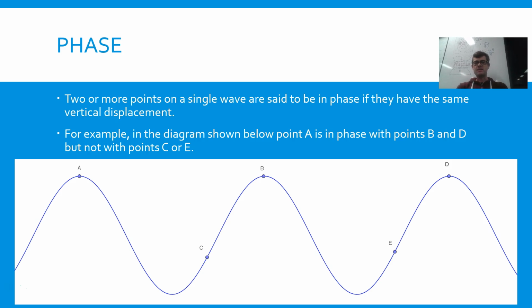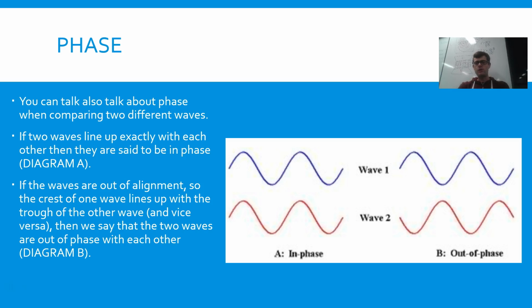But A and C or B and E are not in phase with each other because they don't have the same vertical displacement, so they're not at the same position on the wave. So that's for a single wave. We can also talk about phase when we're comparing two or more waves. For example, here we have two waves, wave 1 in blue and wave 2 in red.